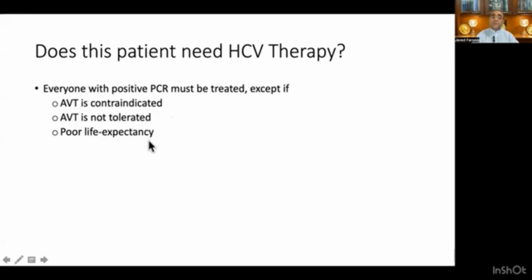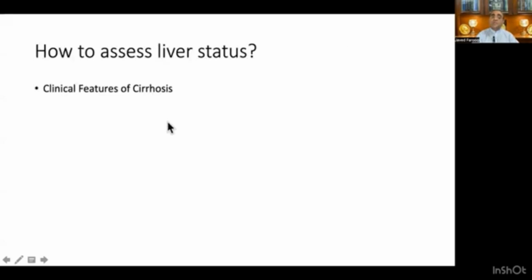So there may be patients who are unable to tolerate the antiviral treatment. These are the conditions when you will not give the patient treatment. Otherwise, each and every patient with positive PCR must be treated. Okay, how to assess the liver status?